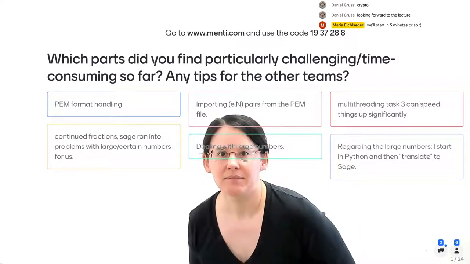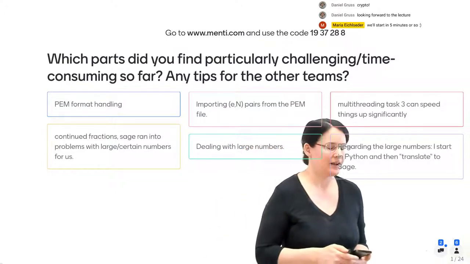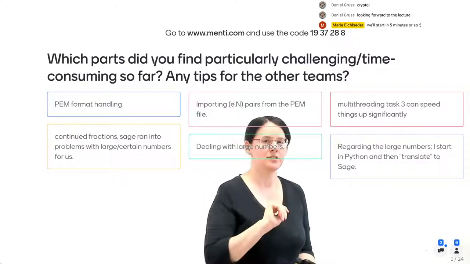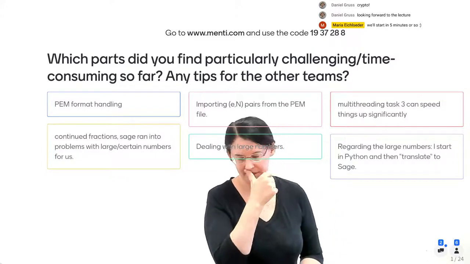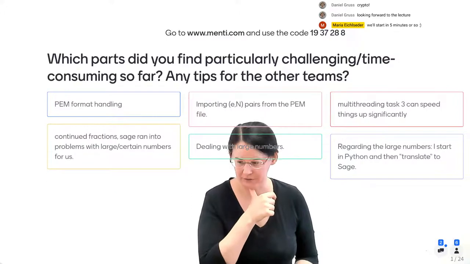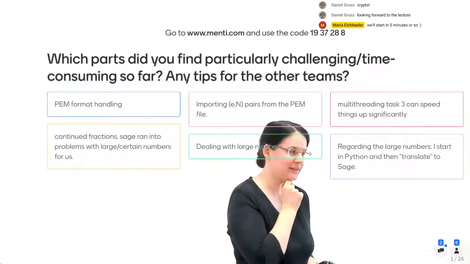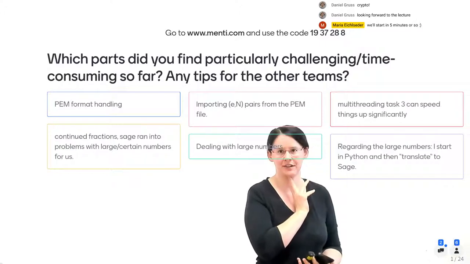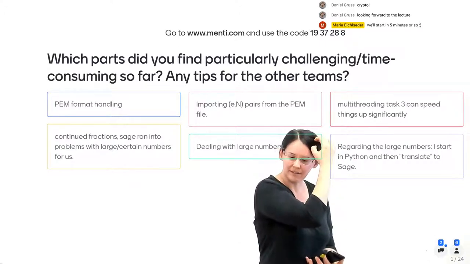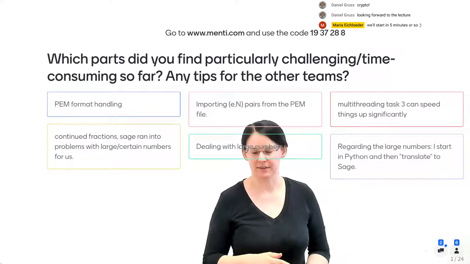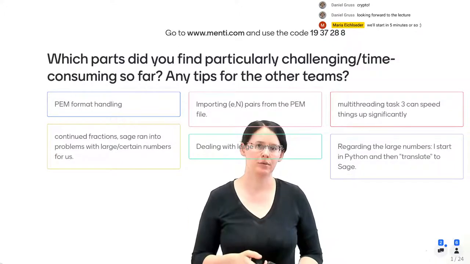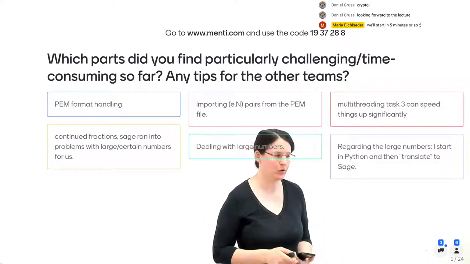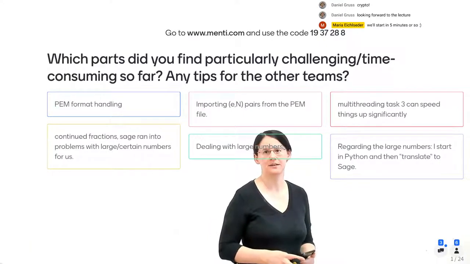Regarding the large numbers, you start in Python and then translate to Sage. This is a bit dangerous because Python does not support big integers and Sage does. So if you want to define your integer, not all functions work if you create it as a Python integer. So there is a separate Sage integer class. If you run your program using Python, you may need to use this Sage integer class in order to have a proper representation of your number that supports all the big integer functions in Sage, because the regular Python numbers do not support all of these functions. So this might be something to look out for.